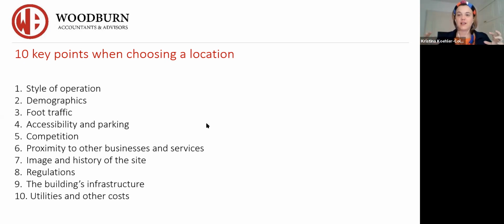And now in places like Shanghai, you have multiple CBD areas. You have one in Pudong, you have one in Huangpu, and then you have one out at the Hongqiao airport. So it depends on where you're going to be, where your staff are from, etc. Look at the image and history of the site. Also look at the regulations in that district or zone or industrial park. What are they offering you as incentives?